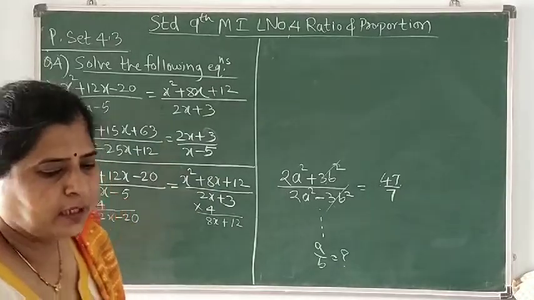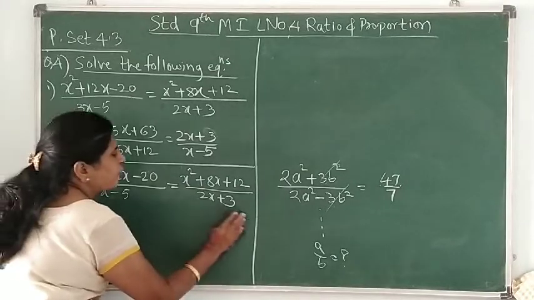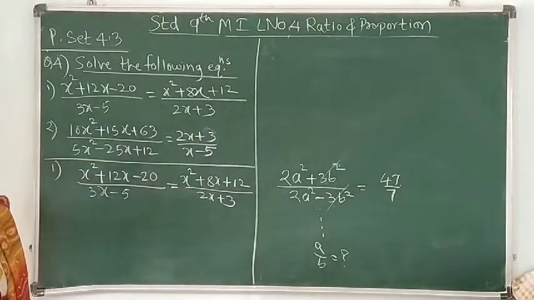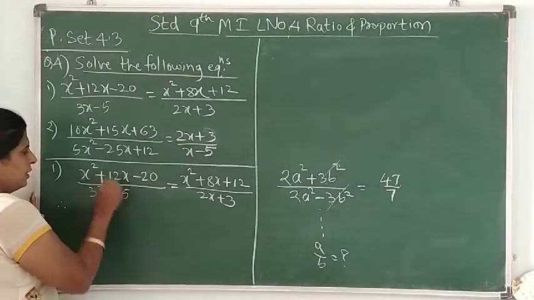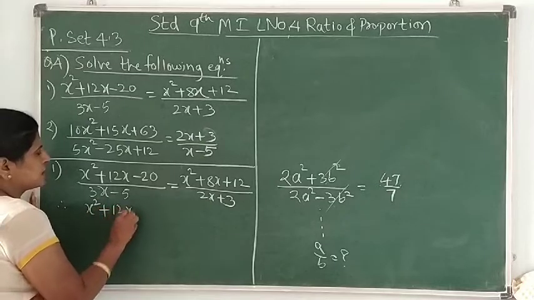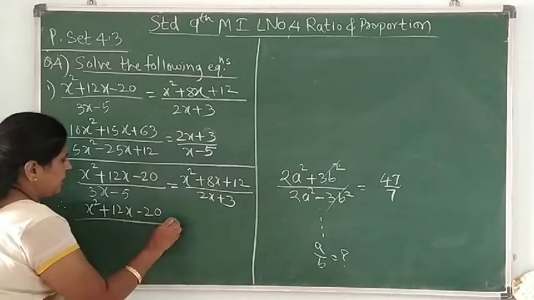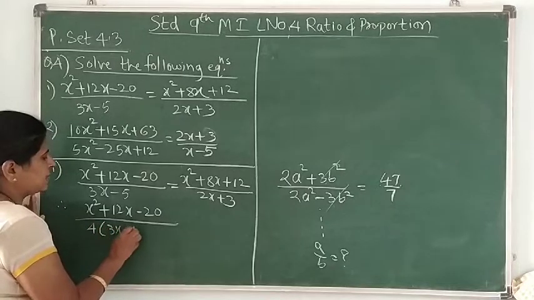So let's do that. Here we need to observe and decide what we have to do as per the terms in the question. So what we are going to do, the numerator we are going to write as it is, x square plus 12x minus 20, and the denominator 4 in bracket 3x minus 5.